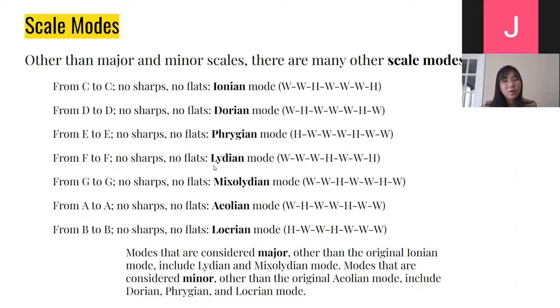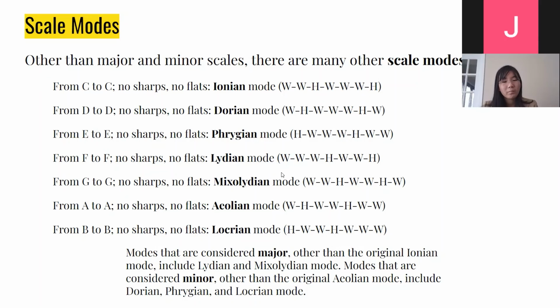So the modes that are considered major would be Ionian mode, which is the actual major mode, Lydian mode, which is F to F, the pattern of F to F with no sharps, no flats, and the pattern is whole, whole, whole, half, whole, whole, half. Mixolydian mode, which is from G to G, no sharps, no flats, and the pattern for that is whole, whole, half, whole, whole, half, whole.